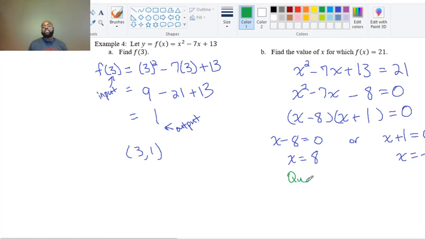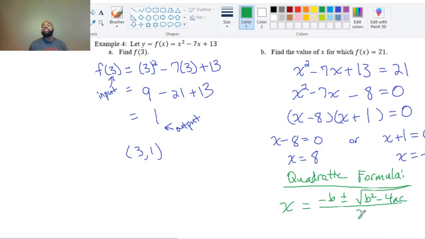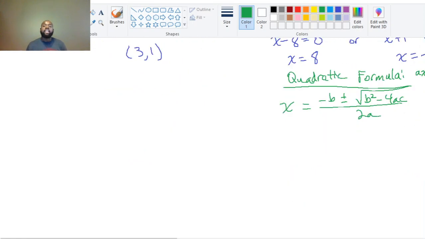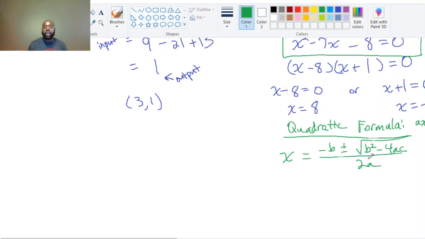Some people's favorite, the quadratic formula. All right, so we have x equals negative b plus or minus the square root of b squared minus 4ac, all over 2a, right? When your quadratic function is written in the form ax squared plus bx plus c equals 0, which we have once we subtracted that 21 from both sides, then a is your leading coefficient, so a equals 1 in this example. b is your linear coefficient, which is -7, and c is your constant term, which is -8.